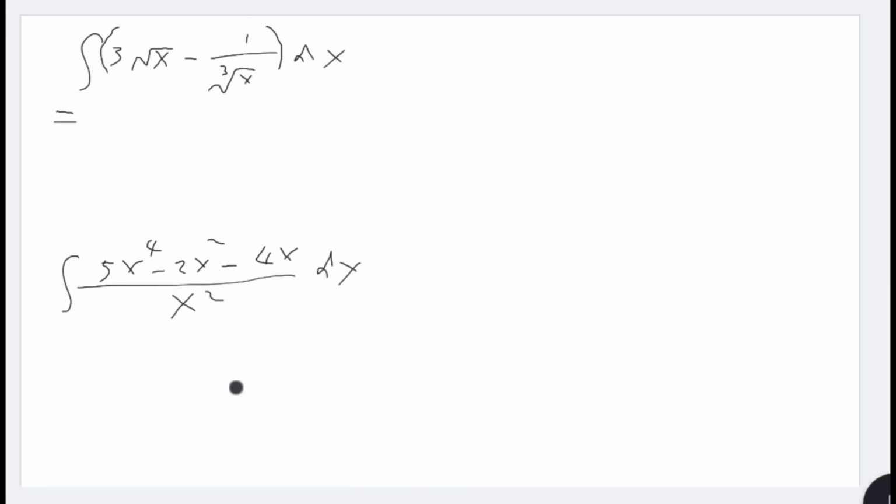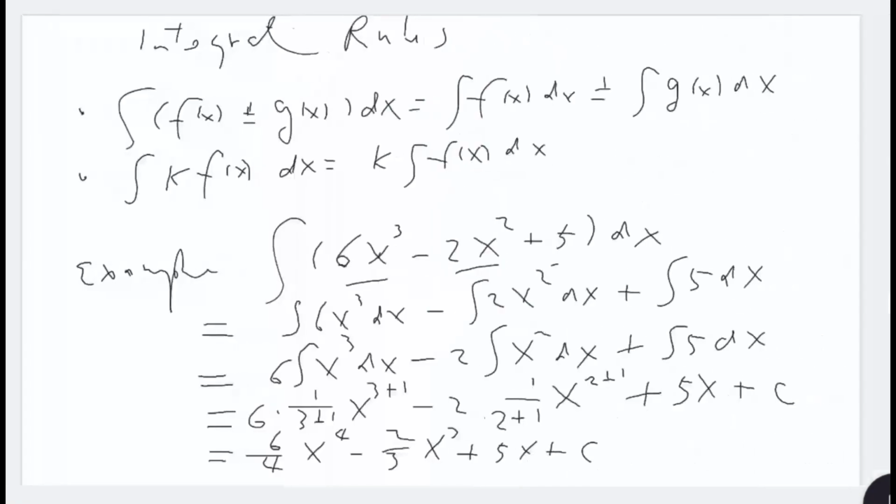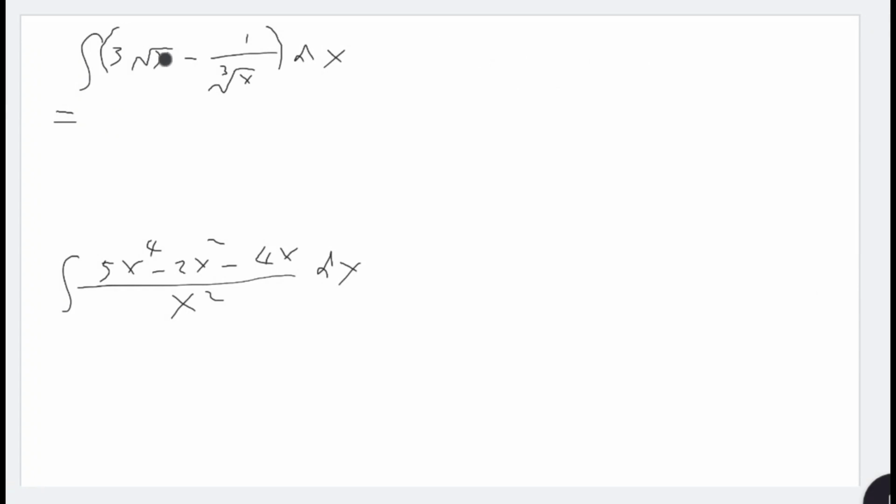Let's see more examples. The first one here is 3 times the square root of x, radical. And we have a radical here, we have a radical here. We don't really have an integration formula for radical. We actually have power, and good news is radical is a power. So we're going to first turn this into half power, turn this into third power. All right, so we have power formula.